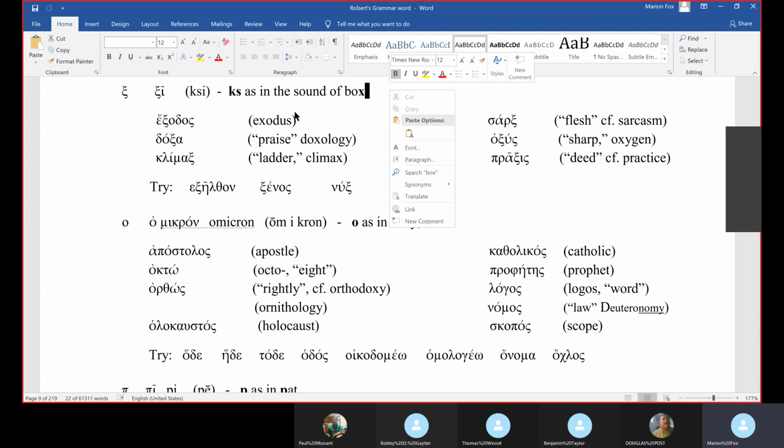But we have the C. It's a different looking letter. We don't have anything like it. It's a KS sound, or the KSI. Box. The X in box gets a KS sound. Exodus. Doxa. Glorified. Doxology. Climax. That's ladder or climax. Sarx. Flesh. Our word sarcasm comes from it. Oxus. Sharp. And our word oxygen probably flows out of that.